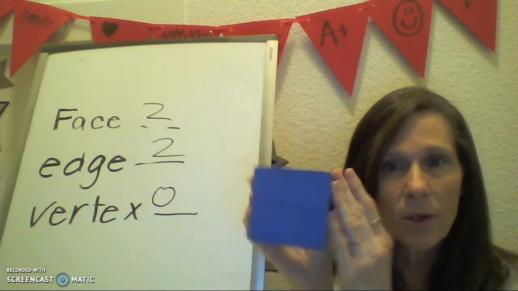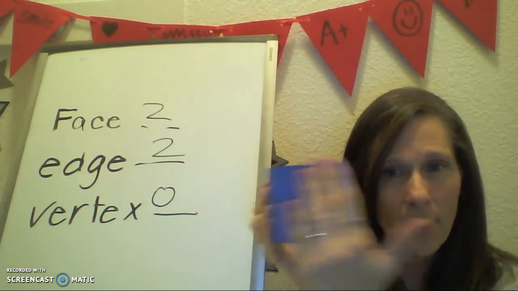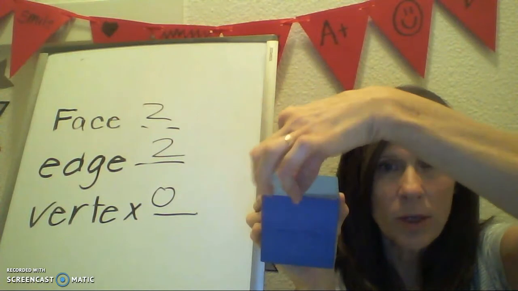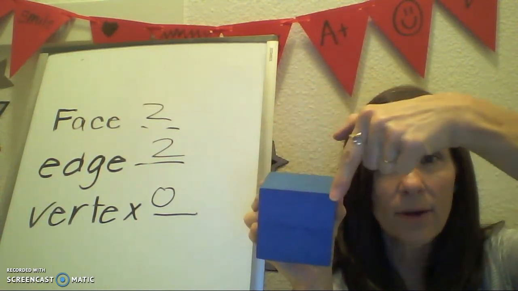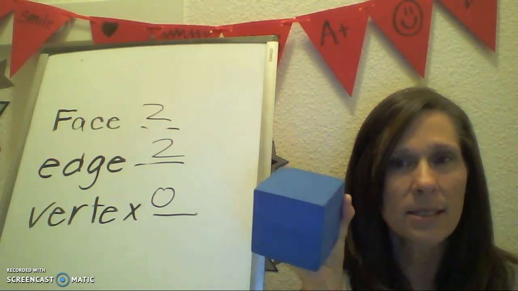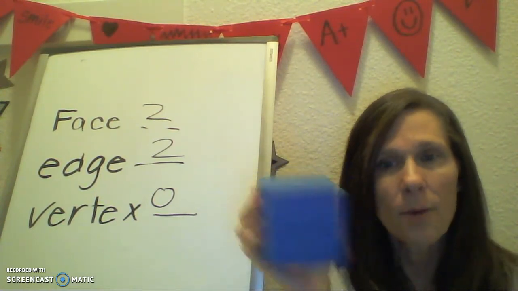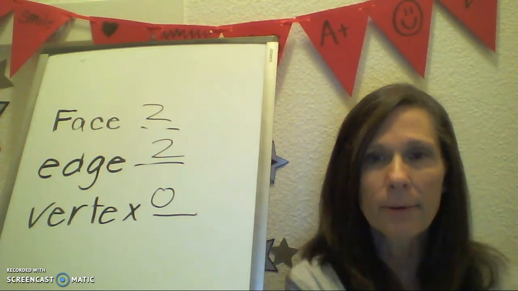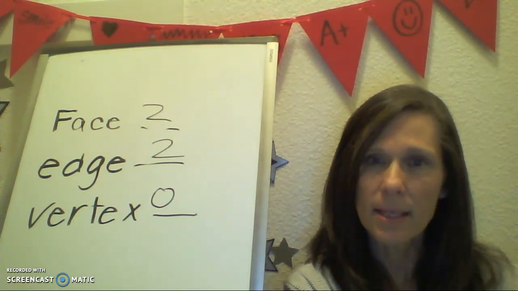So just in review, remember the face is the flat part, right? The edge is where 2 faces come together, and the vertices, the corner where 3 or more faces come together. So I hope that helps to explain a little bit about solid shapes.